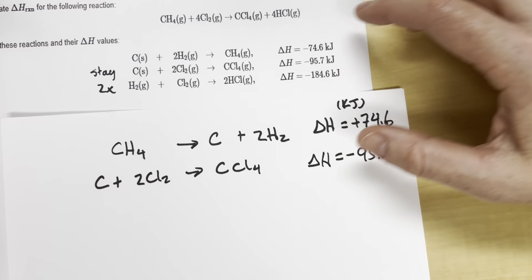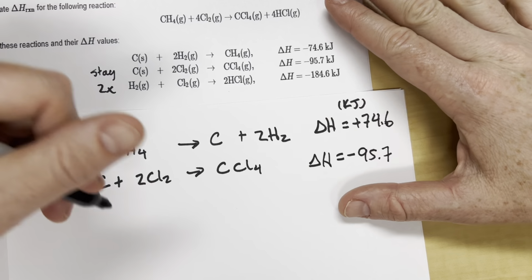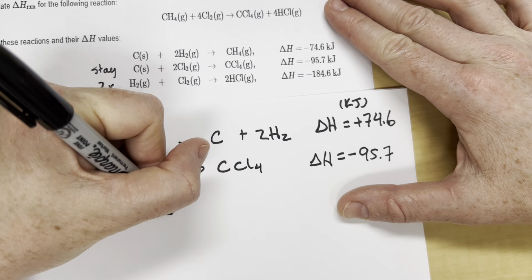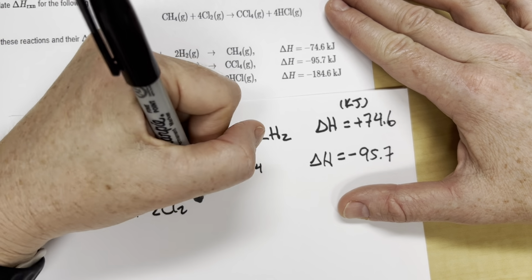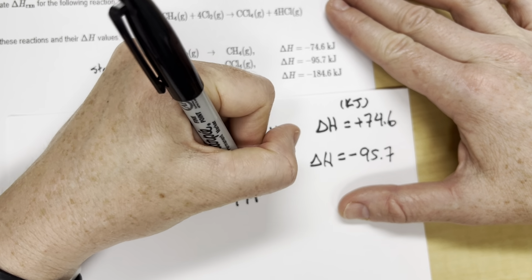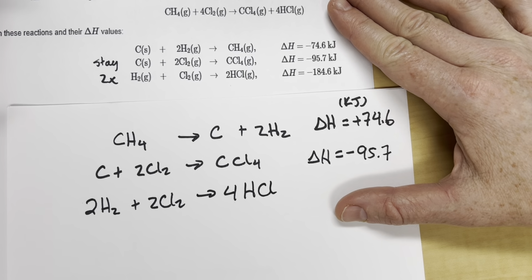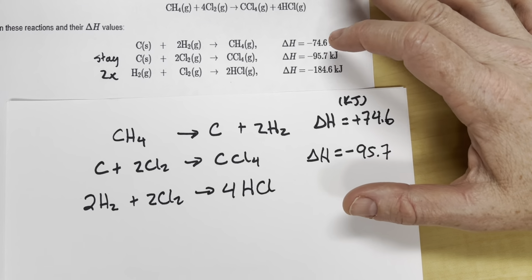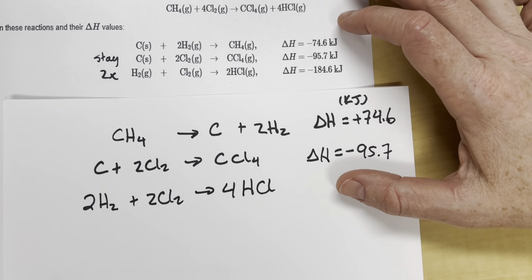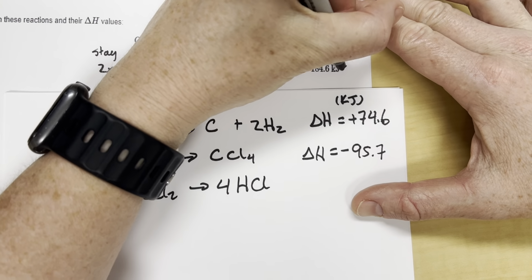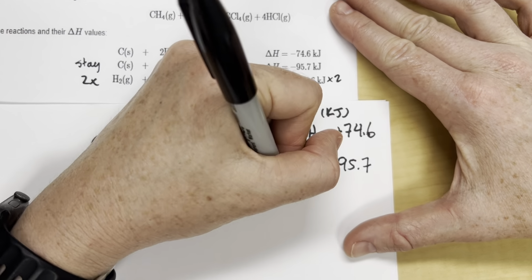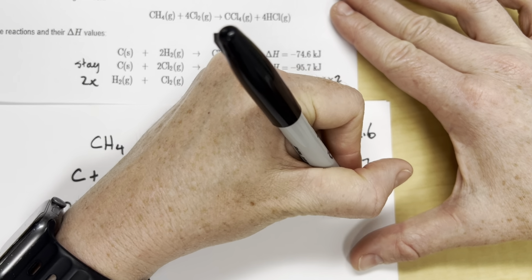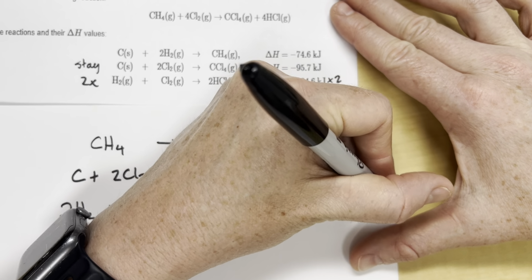And now this one, I can multiply all of these by 2. So now I have 2H2 plus 2Cl2, and that's going to yield 4 HCl. And then of course, what I do to one thing, I have to do to the other. So I'm going to multiply this 184.6 times 2. Okay. And that's going to give me a delta H of negative 369.2 kilojoules.